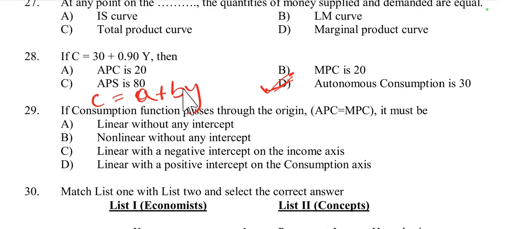Then B means MPC, marginal propensity to consume. So the marginal propensity to consume value is 0.90. Y means disposable income, so that data is not given. So here the only right option is autonomous consumption, that is A, which is 30. So autonomous consumption is 30.